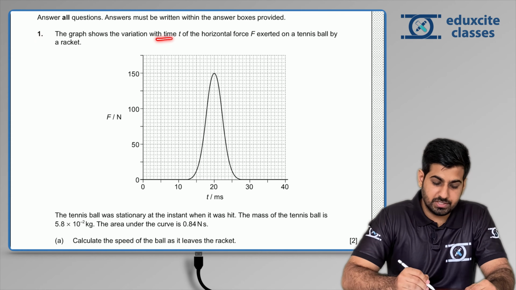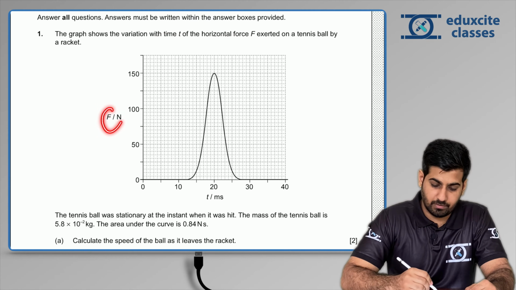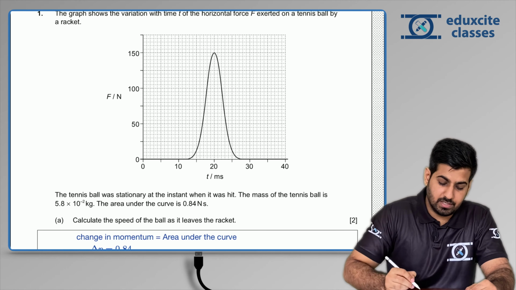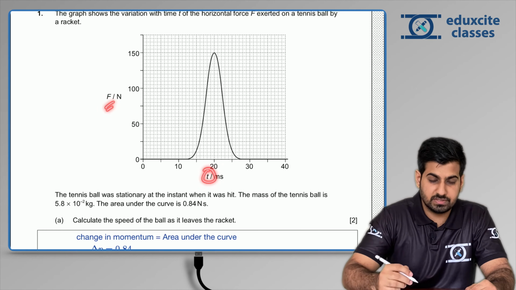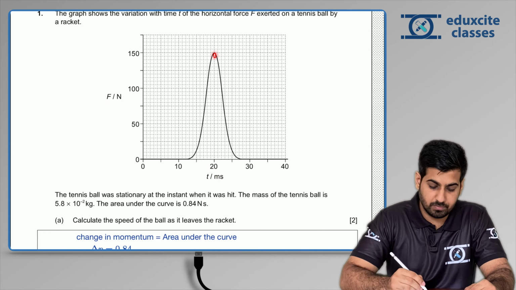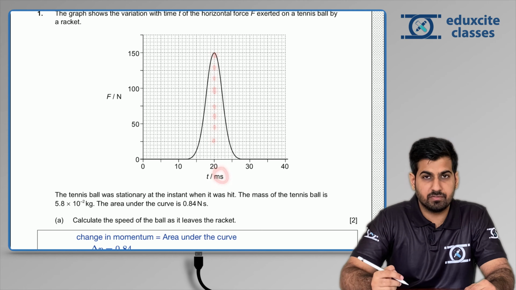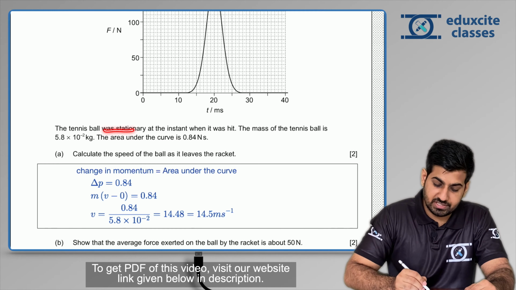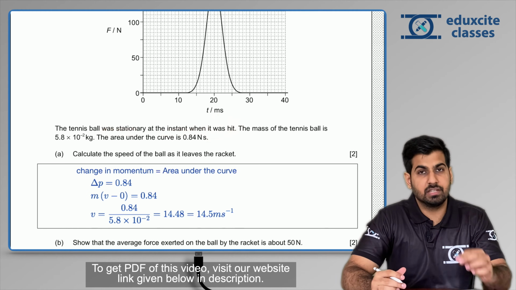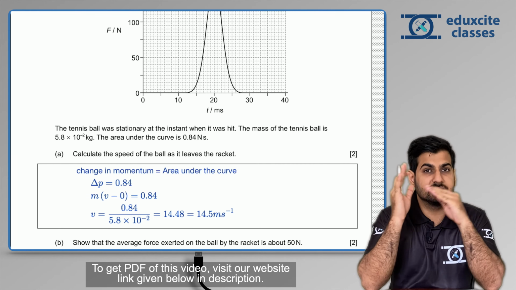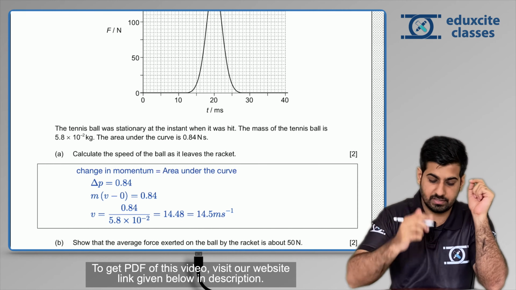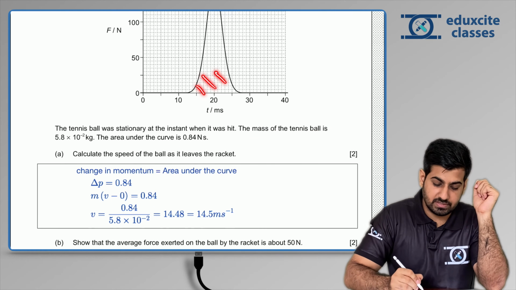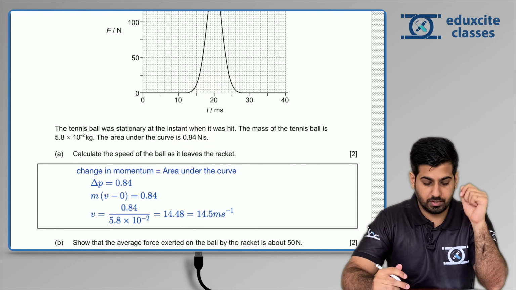The graph shows the variation with time t of the horizontal force F exerted on a tennis ball by a racket. Here you can see the force versus time graph is given to us, and the peak is obtained at 20 milliseconds after the ball is in contact with the racket. A tennis ball was stationary at the instant when it was hit. Initially we are assuming that the ball was at rest when it hits the racket. The mass of the tennis ball is given to us. The area under the curve is 0.84 newton second.